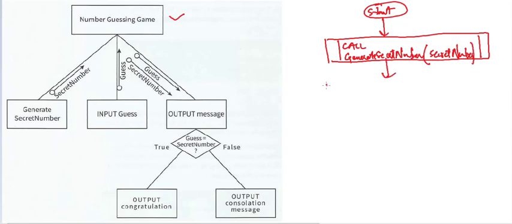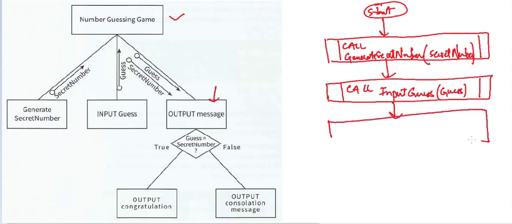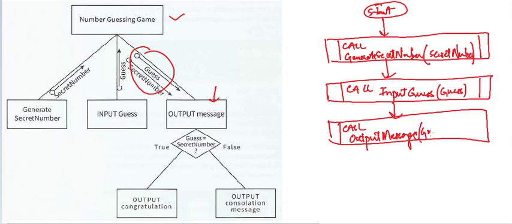Then the second call we placed was to the procedure input guess, and we were passing one parameter. Then the third call we placed was to output message. So we're going to write that here, call output message, and we are passing two parameters, guess and secret number. So guess comma secret number.